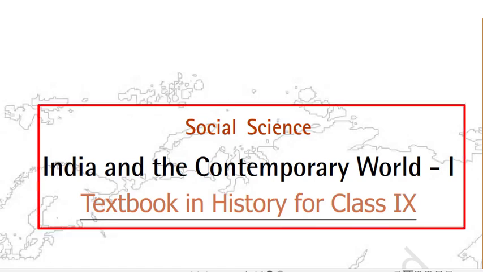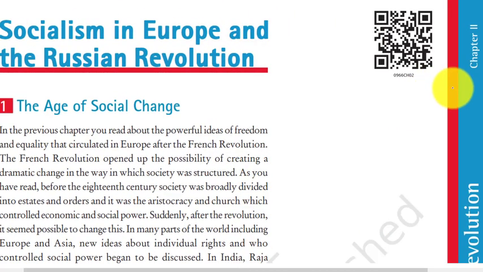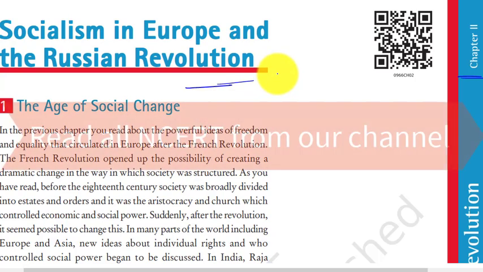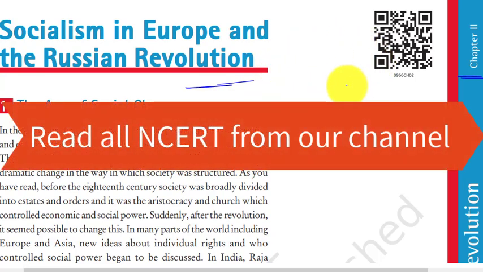And now we are reading the class 9th NCERT book of history, India and the Contemporary World. Today we are going to read lesson 2, chapter 2 of this book, Socialism in Europe and the Russian Revolution.